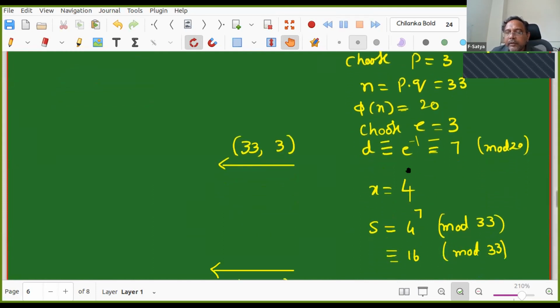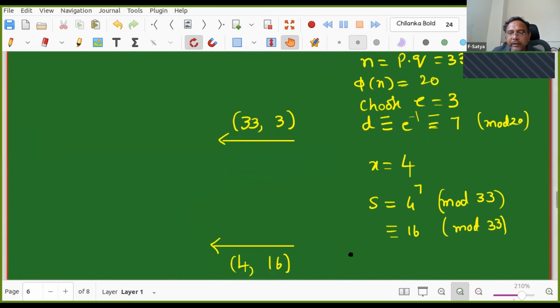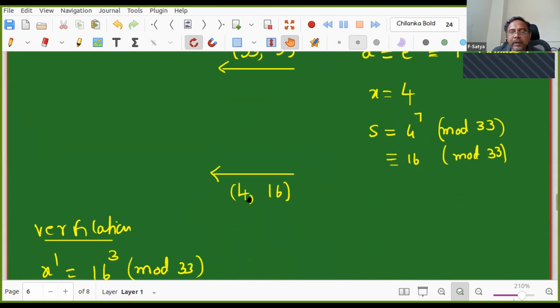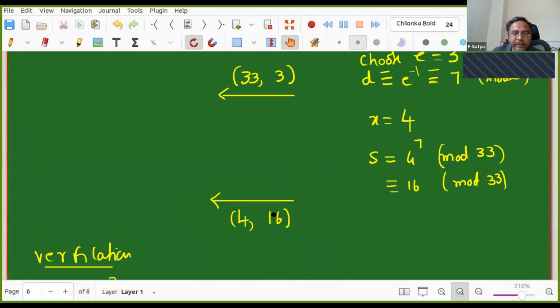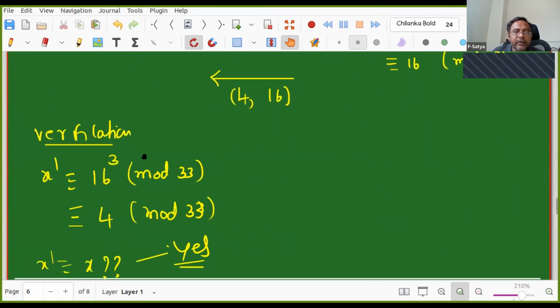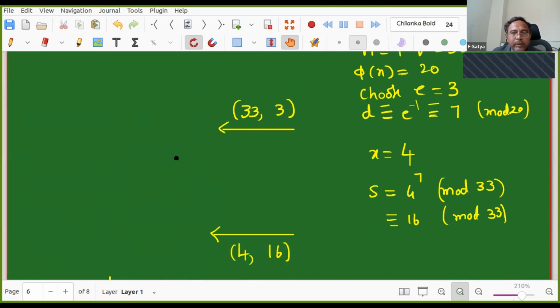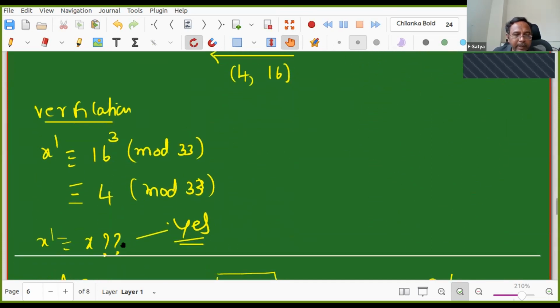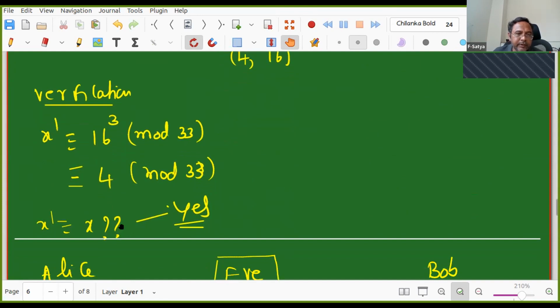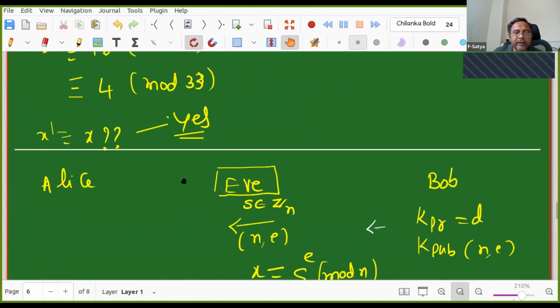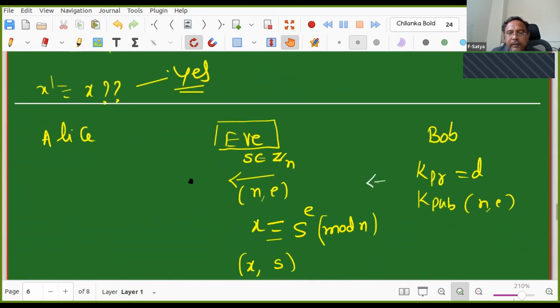Then suppose X is the message, X equal to 4, right? Now what is the signature? Signature equal to 4 power 7, so we'll get 16. So what is sent? Bob will send 4 comma 16. So how do you verify? Now 16 is received, then we'll do power 3, since E equals 3. Then we'll get 4 back. So it is verified.